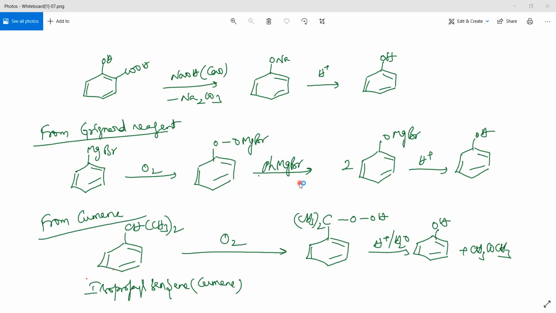This method, from cumene, you might have studied for PO. Isopropyl benzene, also known as cumene, on oxidation with O2 gives the intermediate compound cumene hydroperoxide. Followed by hydrolysis, it gives phenol plus the ketonic compound acetone.